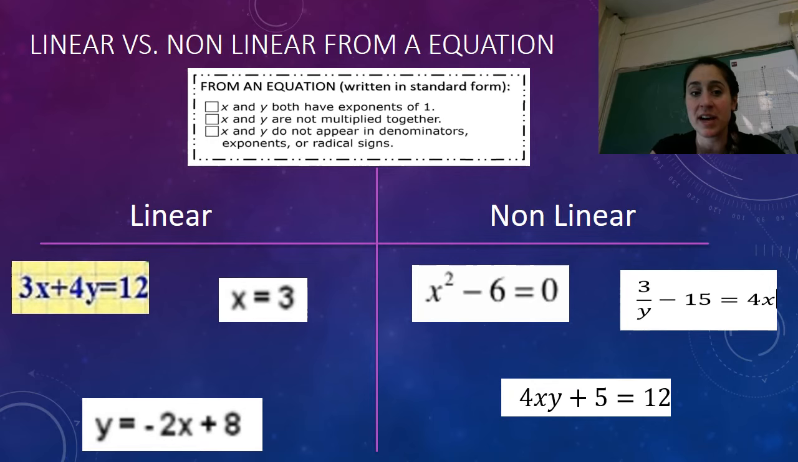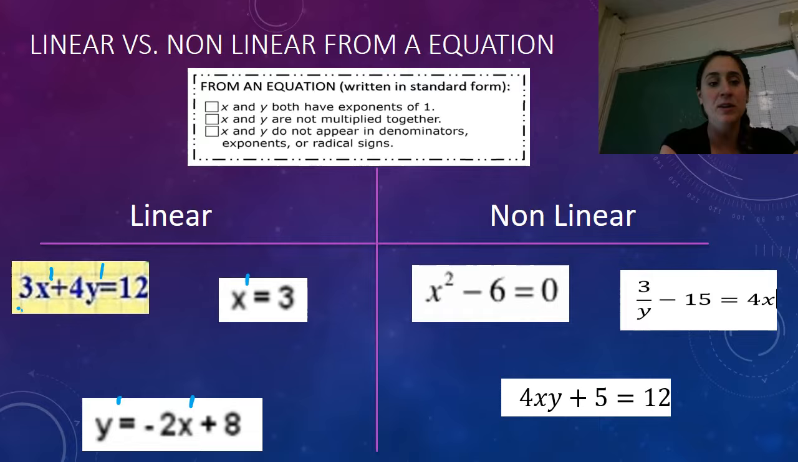So if I look at this first one, I'm kind of just going to go through the checklist. Look, they both technically have an exponent of 1. The one's invisible, we don't really see it there, but we know it has an exponent of 1. If I check all three of them, all the x and y's only have an exponent of 1. So they pass that. The second thing I need to look for is if x and y are multiplied together. So they would be right next to each other.